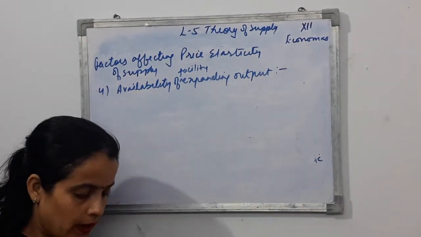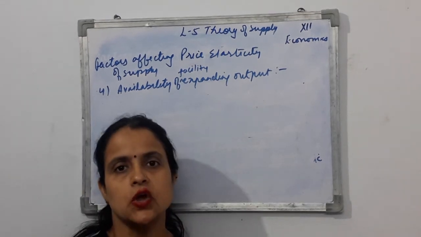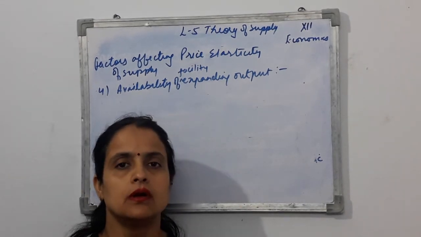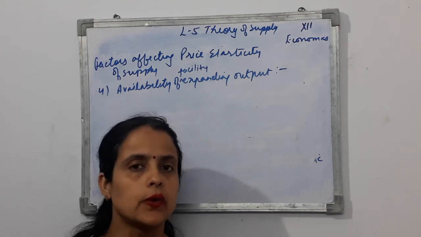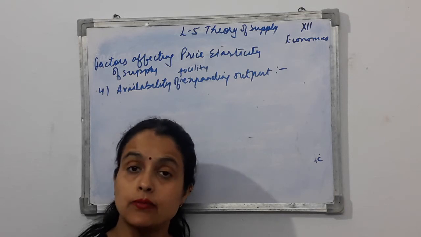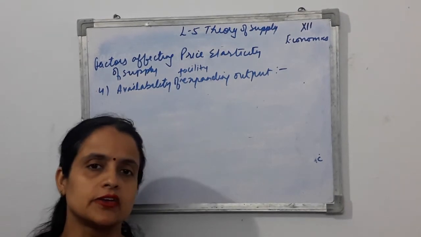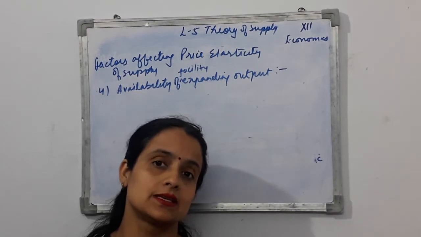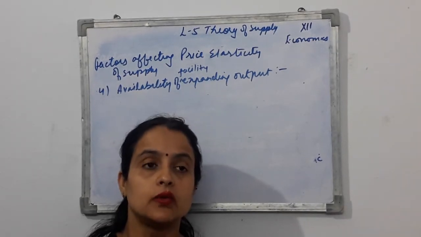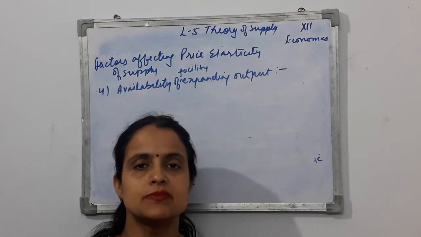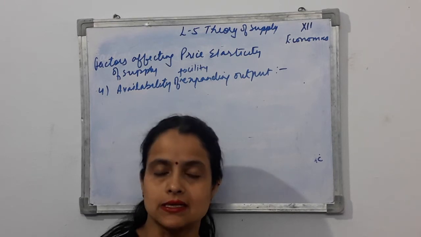Now if the producer has the easy access to increase the input in order to increase the output, then the supply is definitely going to be elastic, or relatively more elastic, right? But if the availability of raw material or other factors of production is not that easily accessible, then in that case the supply is definitely going to be less elastic or inelastic, right?